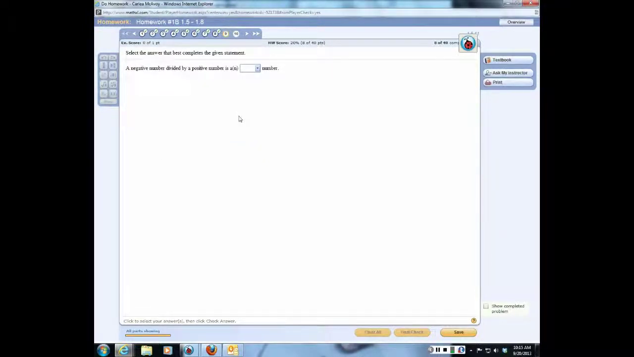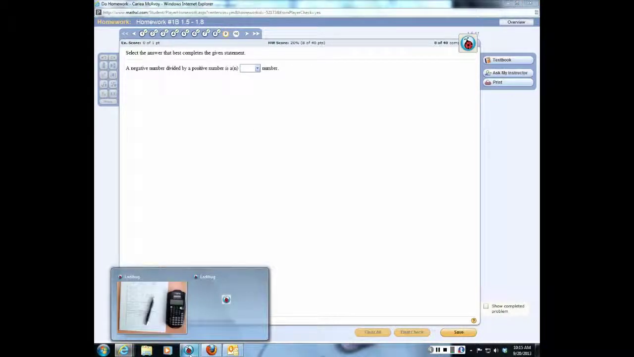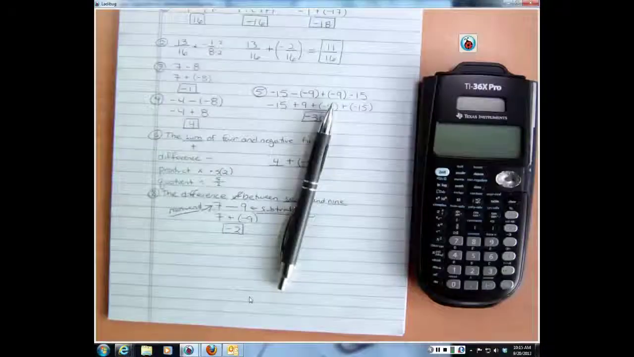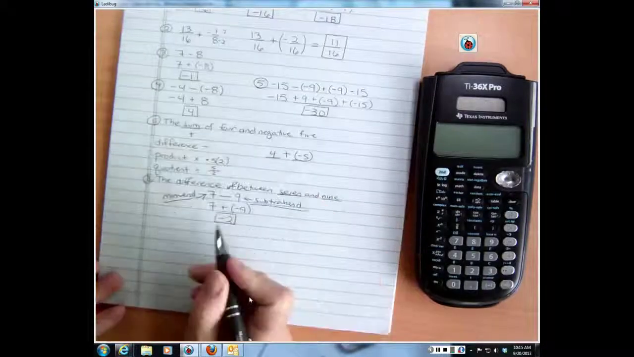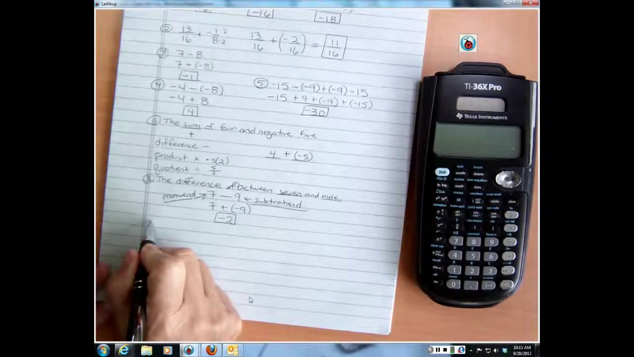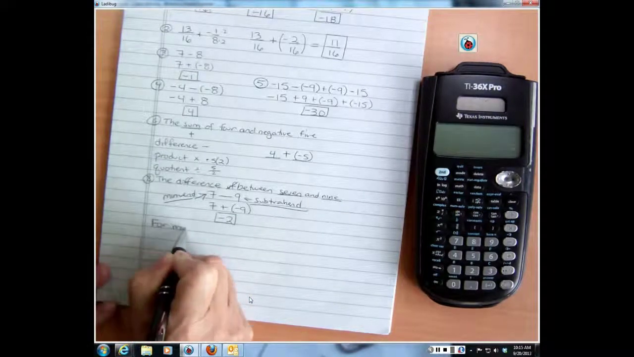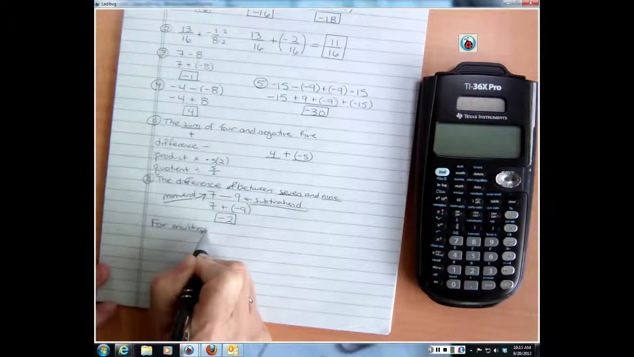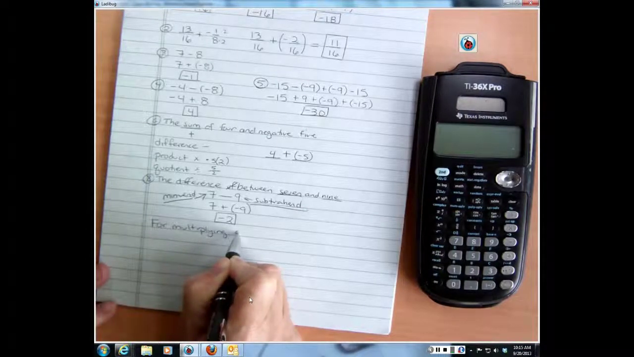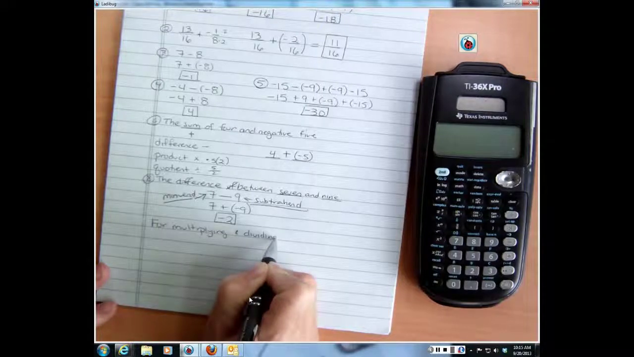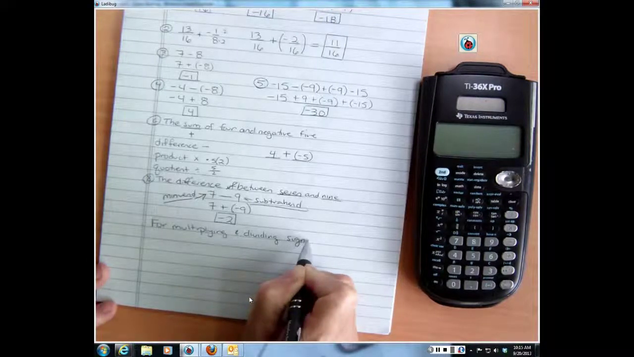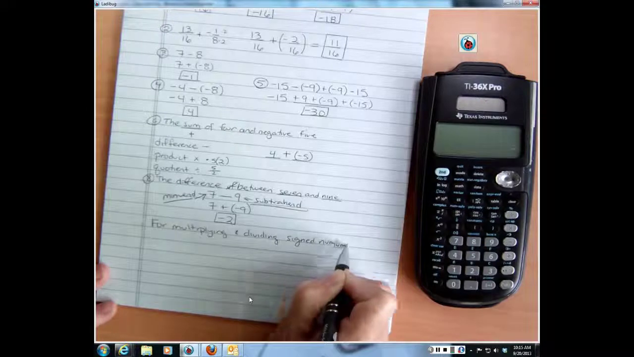Alright, select the answer that best completes the given statement. A negative number divided by a positive number is what kind of a number? This is something we really think you're coming into this class with the skills already intact. I'm going to write down the rules. These rules are for multiplying and dividing signed numbers. That means it could have a positive sign or a negative sign.